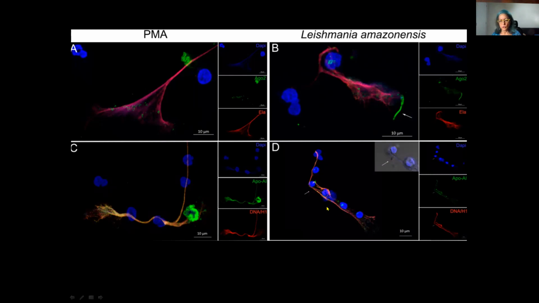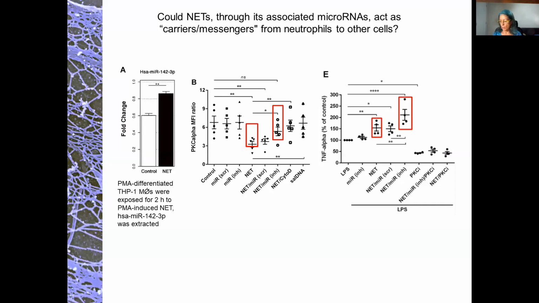But in this case, it's not labeled as it is in Argonaut here. So you see the colocalization of the microRNA and some carriers that are normally associated with these microRNAs. Well, we show that NETs are carrying microRNAs associated with protein and lipid carriers, but could these microRNAs carry the message to other cells?